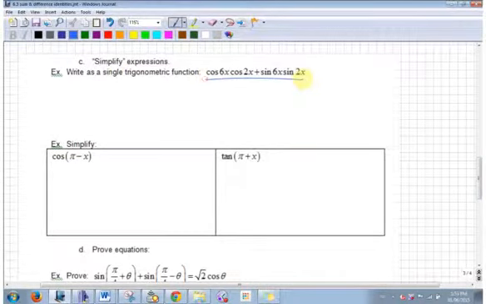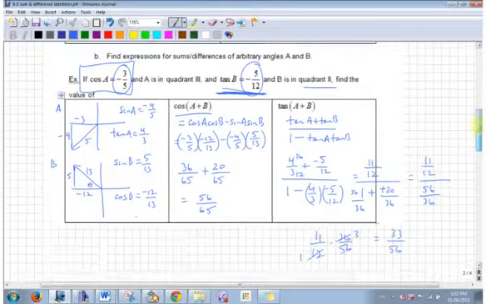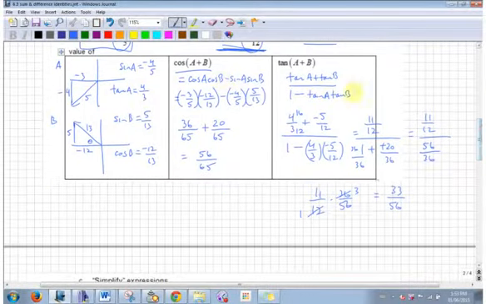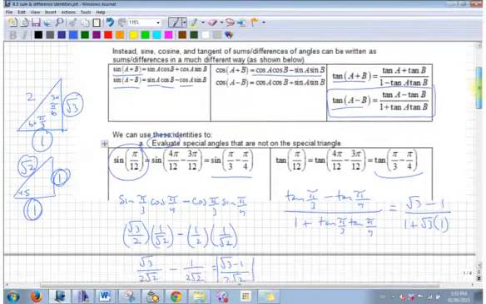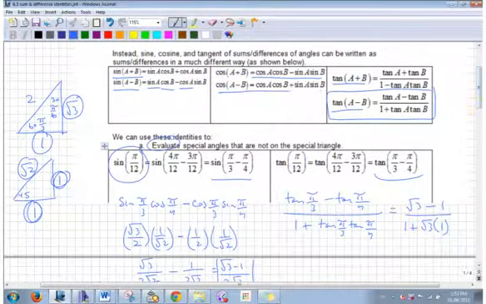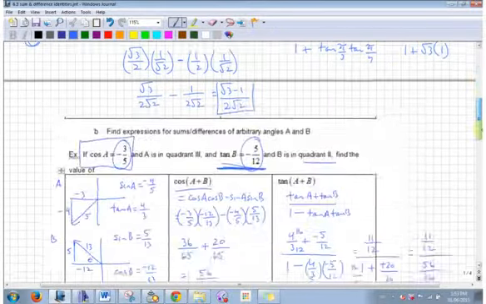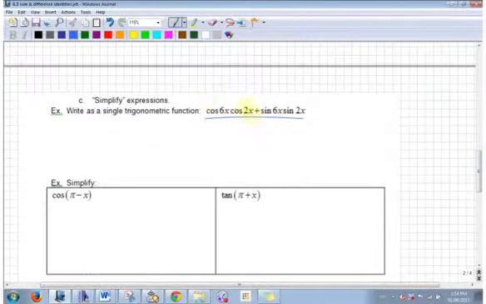Simplify. What if we give you that identity and say simplify it? Do you want to write it like that? What is that? Cosine A plus B? No. That might be cosine of A minus B. Okay. Cos A cos B plus sine A sine B.